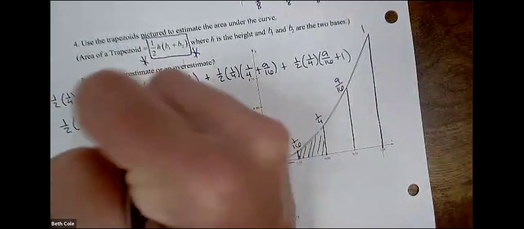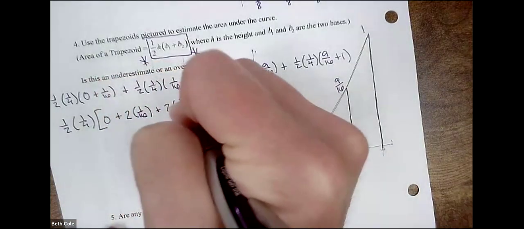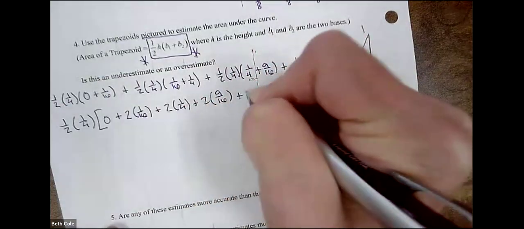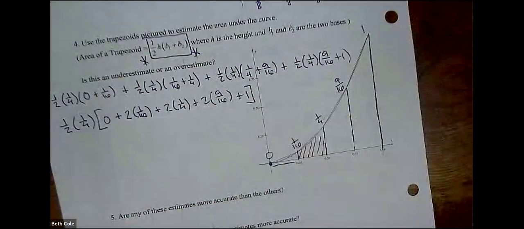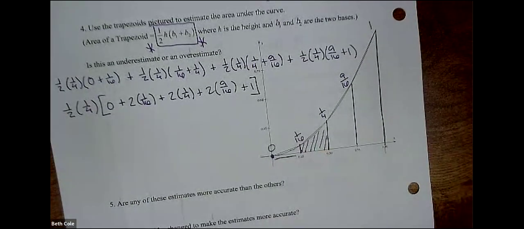Yes, write it. Plus, and then you want to double the 1/16. You want to double the 1/4. You want to double the 9/16. And then the 1 is just in there once. So again, the ends are only used once. The ones in the middle get doubled because they are shared between the trapezoids. Is everybody on board with me? Shared, okay?